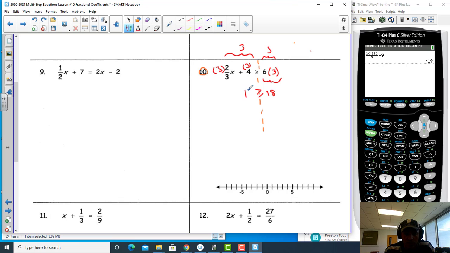3 times 4 is 12. And now I have to determine what 3 times 2/3 x is. I'm going to suggest to you, as I did a moment ago, that it's super efficient to simplify before you multiply. Divide 3 into itself once in the denominator and once in the numerator. You're left with 1 times 2x, which is simply 2x. Now you can undo order of operations.